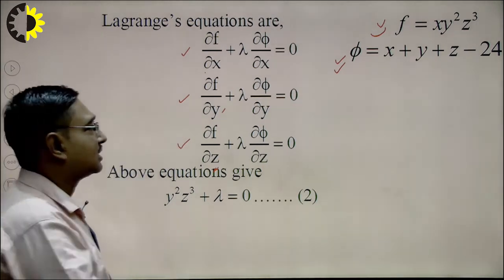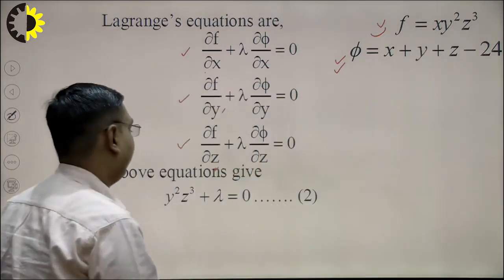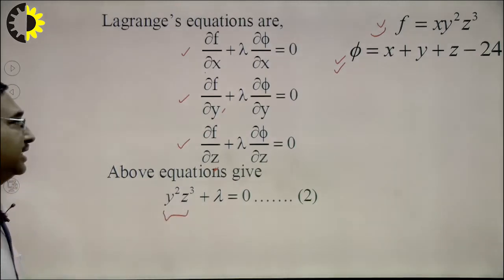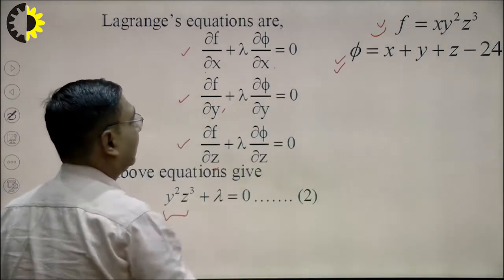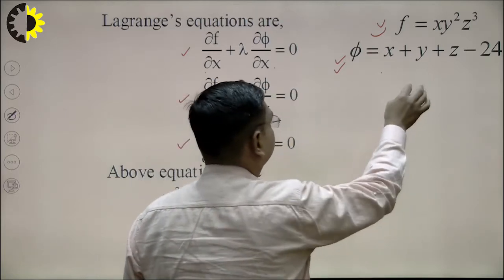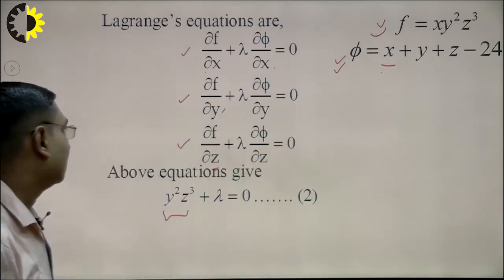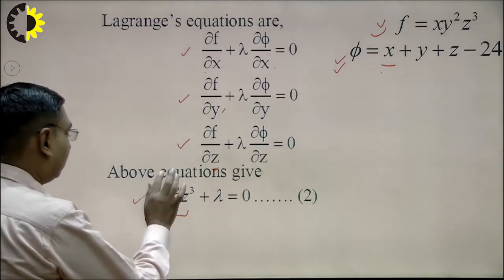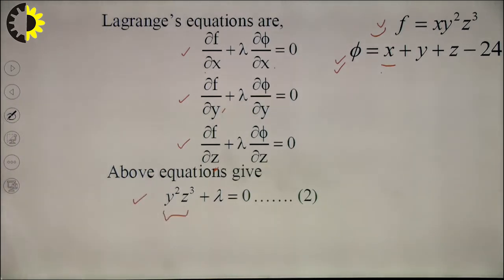del f over del x from this equation will be y square z cube. Del phi over del x from this equation will be simply 1. So, the first equation takes the form y square z cube plus lambda equal to 0.